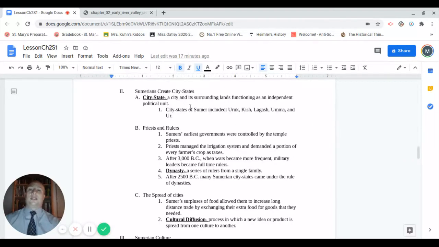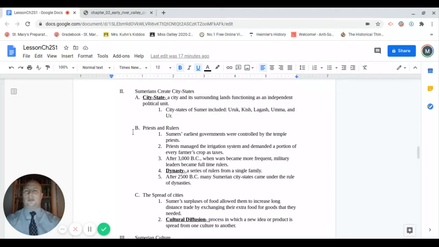I would like you to think about this. Let's say that we have the state of Michigan. Let's say that the city of Detroit was its own political entity. It wasn't tied to Michigan. It wasn't tied to the United States of America. It was its own independent political unit. It operated on its own.